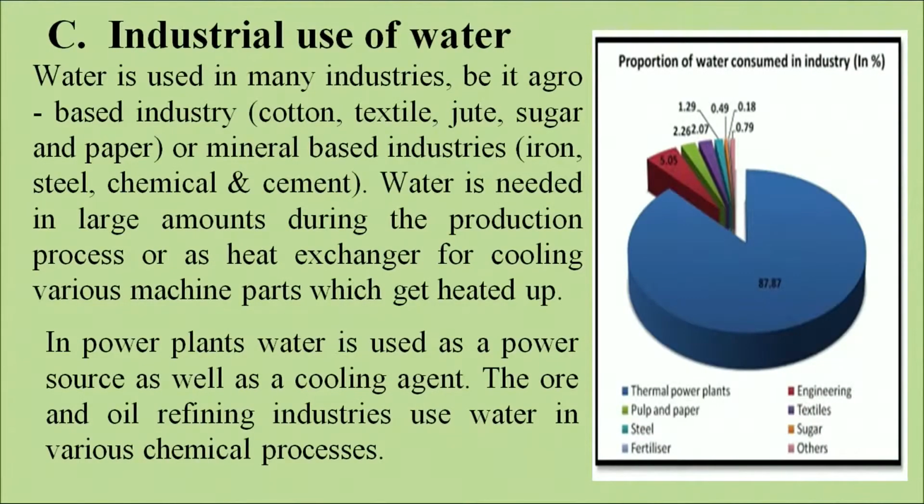Next is industrial use of water. The picture on the screen shows the split up of the total amount of water between the different aspects of commercial uses. Water is used in many industries, be it agro-based industry or mineral-based industries. Water is needed in large amounts during the production process or as heat exchanger for cooling various machines and instruments that get heated up as a result. In power plants too, water is used as power source as well as for cooling agent. The coal and oil refinery industries use water in various chemical processes.